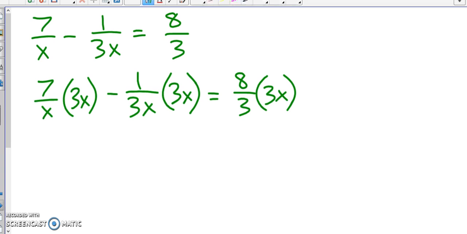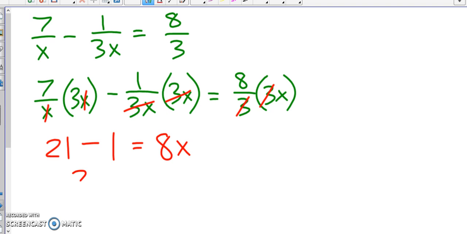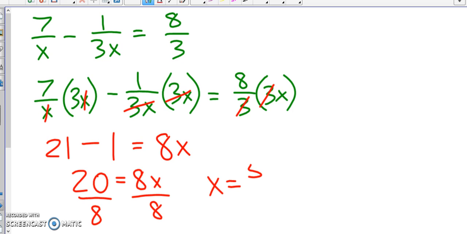Now, on this first one, the x cancels out. 7 times 3 is 21. Minus. On this one, the 3x cancels out, and I get 1. And that equals, this time the 3 cancels, and I get 8x. So 20 is equal to 8x. Divide by 8. 20 over 8 reduces to 5 over 2. 5 halves.